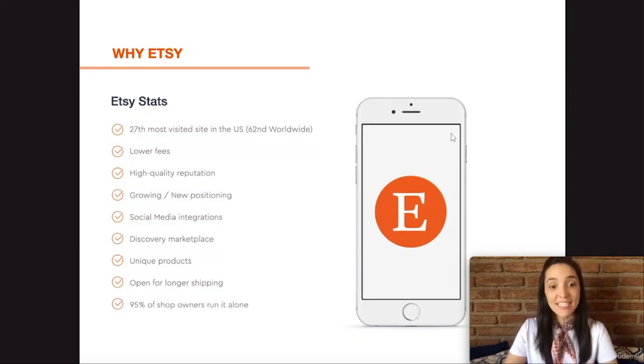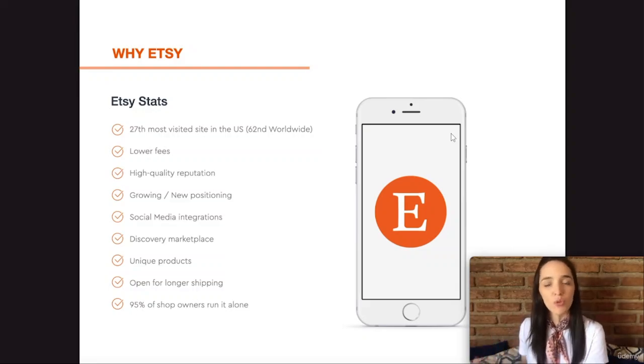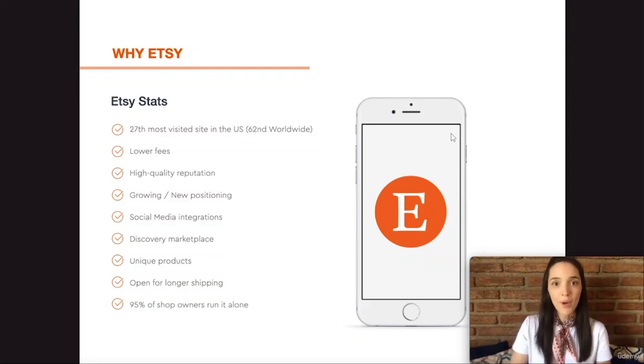And then last but not least, 95% of shop owners run their Etsy shop completely alone. So that is very encouraging, that you don't need to have a big team or managers or whatever it is in order to succeed on Etsy. Not only are the majority of shop owners completely alone running their own business, but Etsy also makes it very user-friendly and very easy for you to use your shop manager, having in mind that most people are running their shop completely by themselves, not only creating or sourcing the product, but also fulfilling all of the orders and managing customers and all of that.